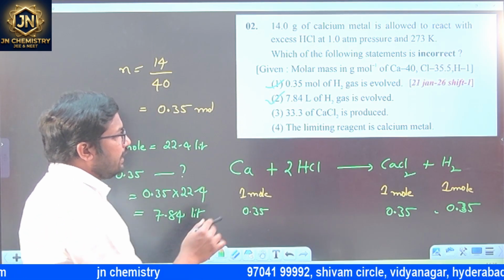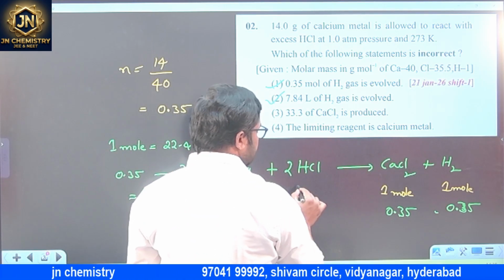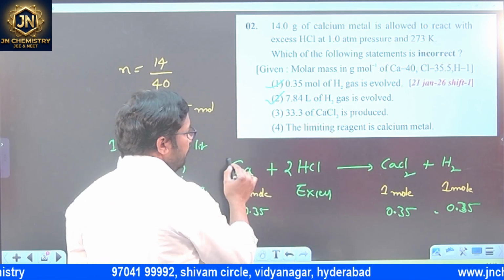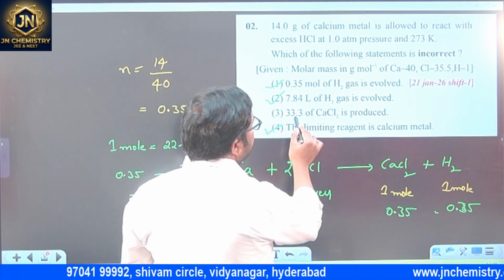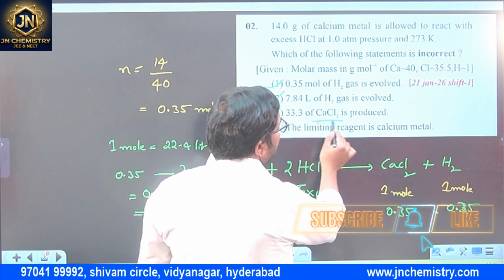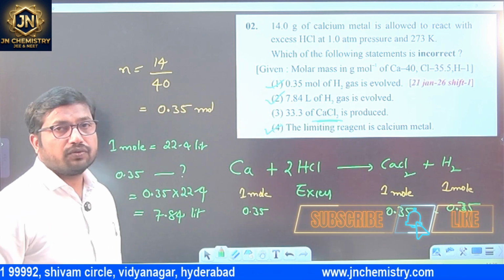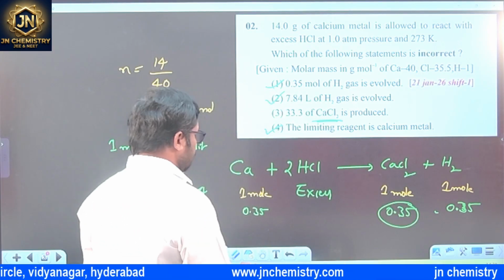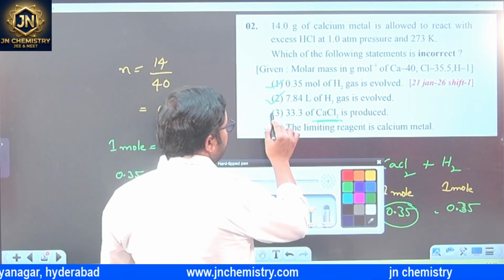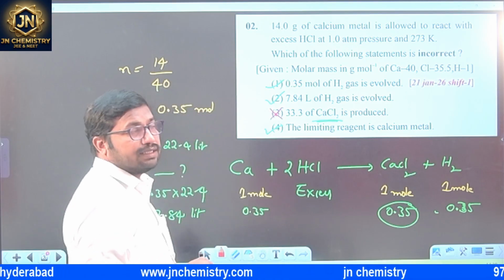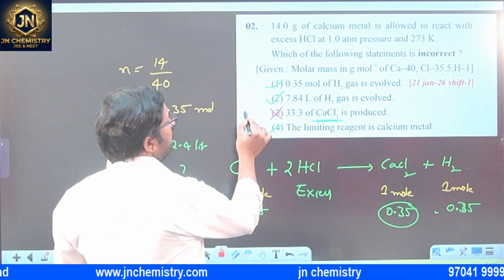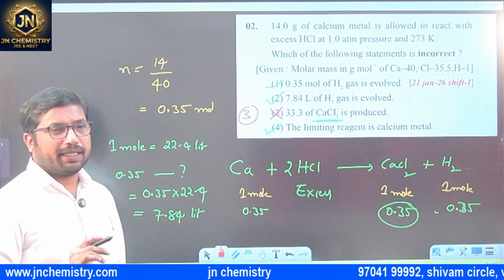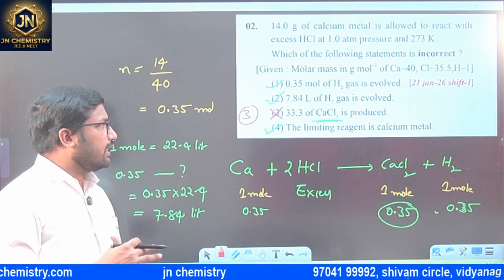And the limiting reagent is calcium metal. Obviously this is in excess and this is the limiting one. This is also correct. And 33.3 grams of calcium chloride is produced, but it is only 0.35 moles that it's producing. So the incorrect one is the third one. Our answer is 3. In this case, they are simply asking the mole concept. So we'll see the next question.